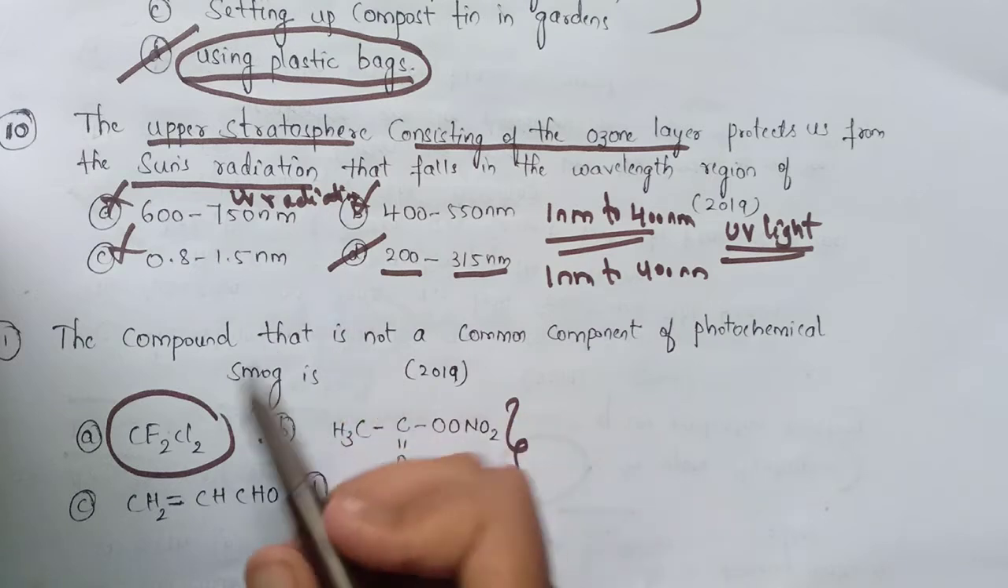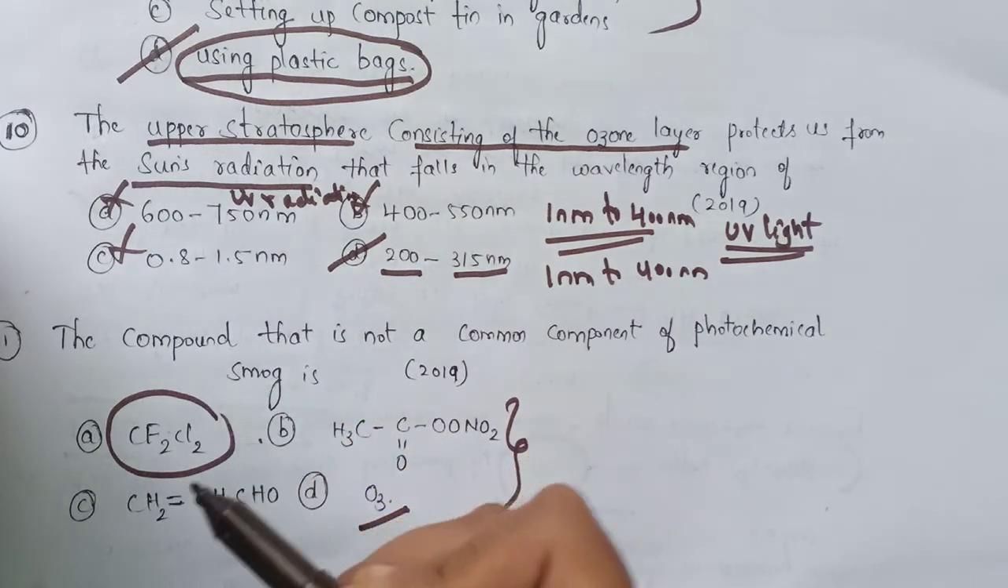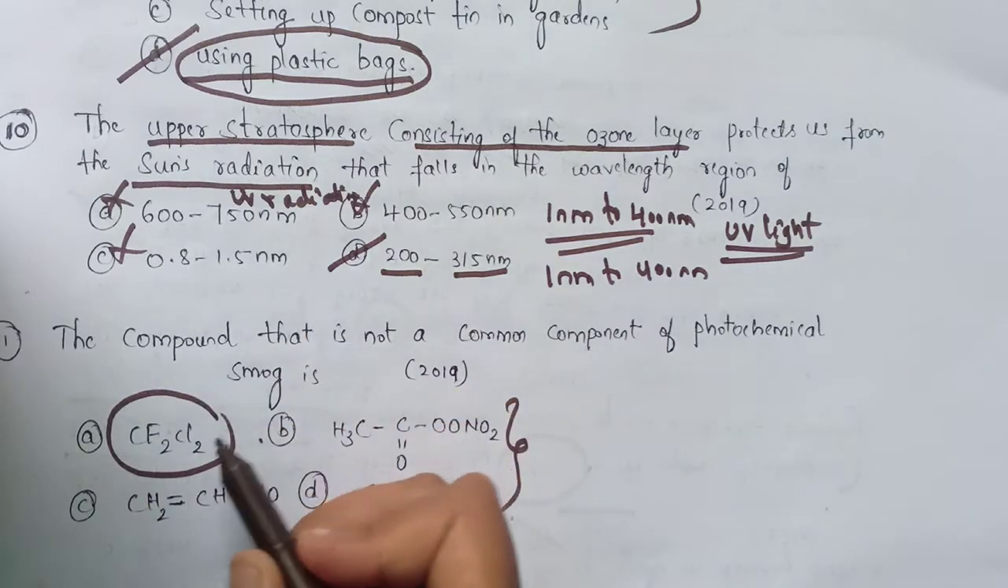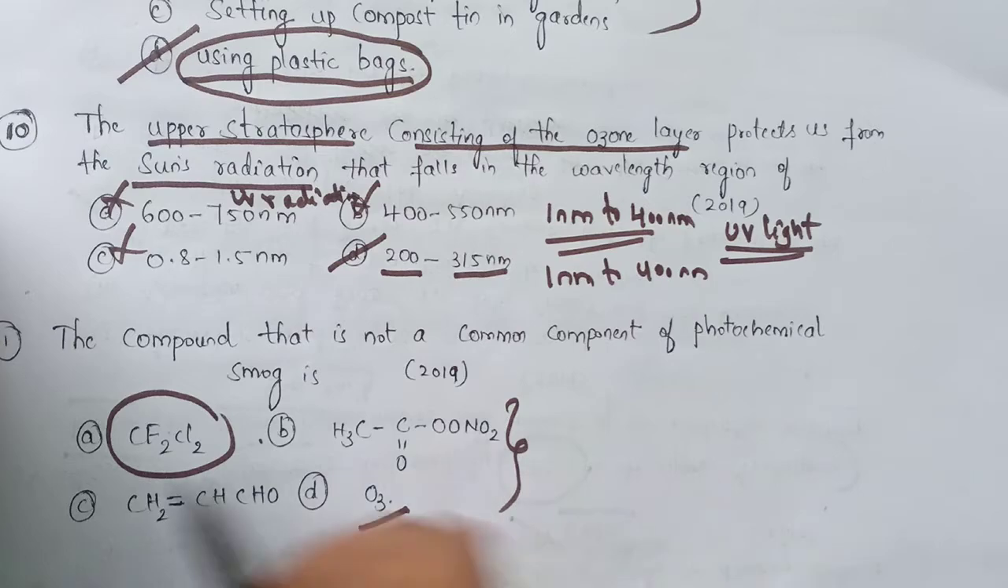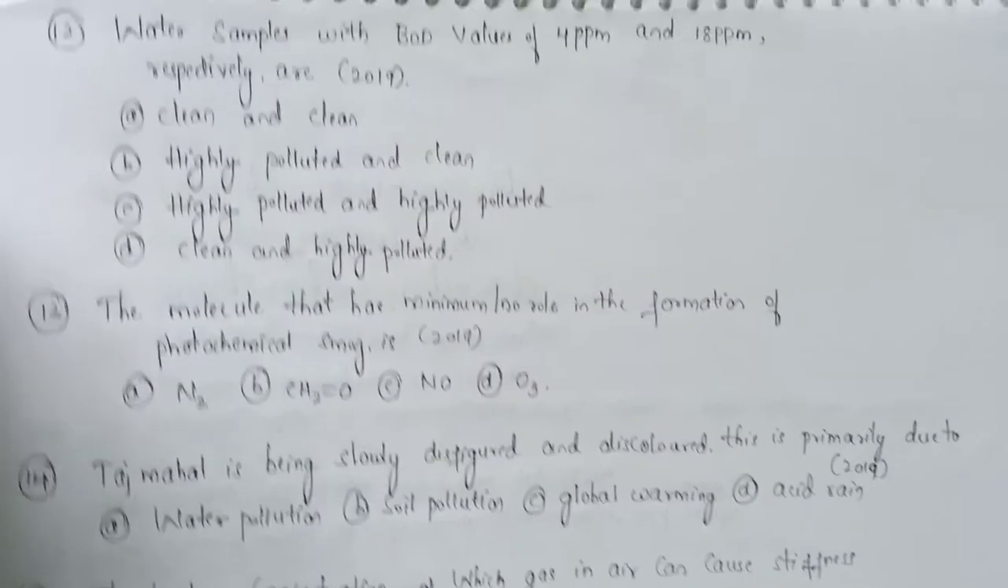We already know that chlorofluorocarbons are considered the major cause of ozone layer depletion. So here these CFCs are not a common component of photochemical smog. So option A is the correct option. Now coming to the 12th question.